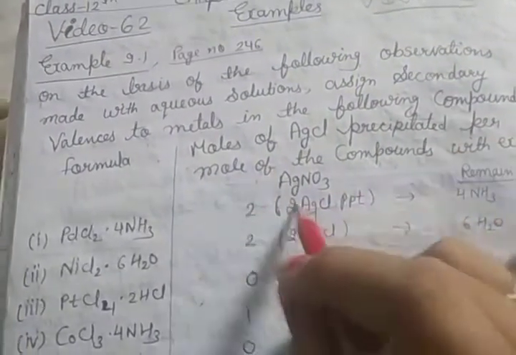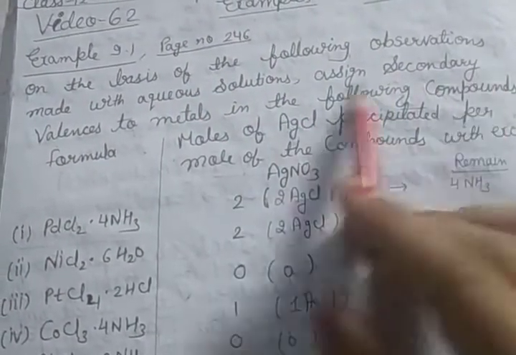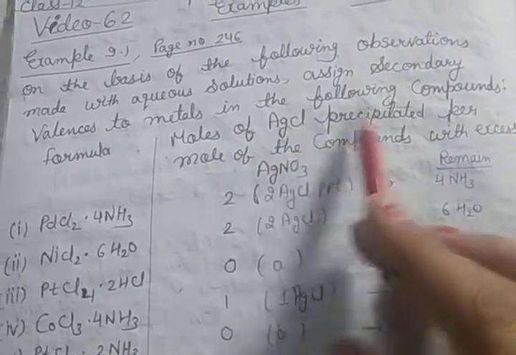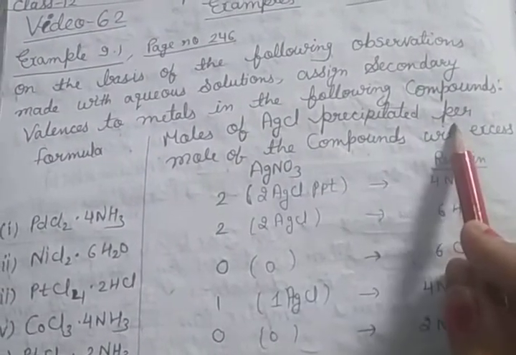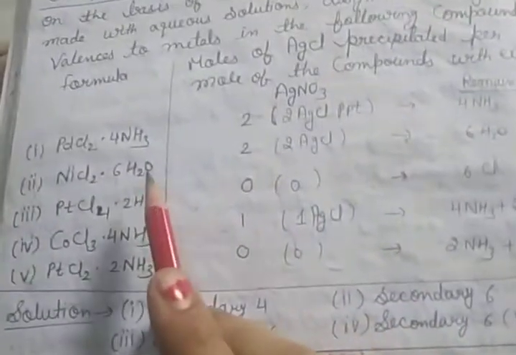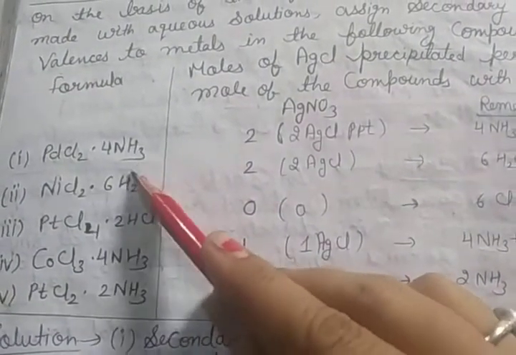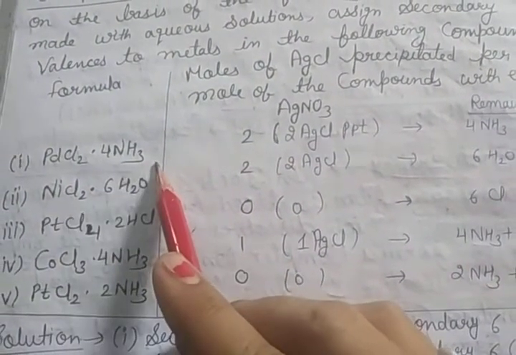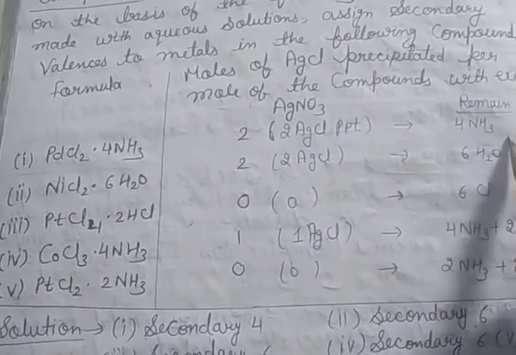See this example 9.1. On the basis of the following observation made with aqueous solution, assign secondary valency to the metals in the following compounds. Formula given and moles of the AgCl precipitate per mole of the compound with excess AgNO3. So here you see, formula given, AgNO3 given and remaining given. So PdCl2.4NH3 reacts with AgNO3 to give 2 moles of AgCl and the remaining is 4NH3.